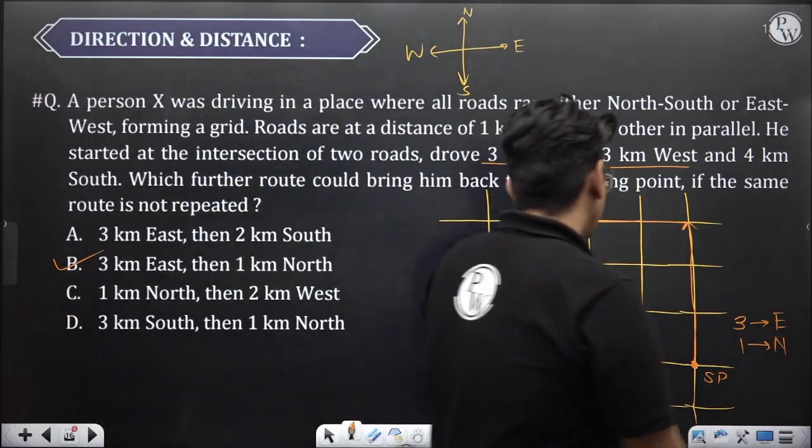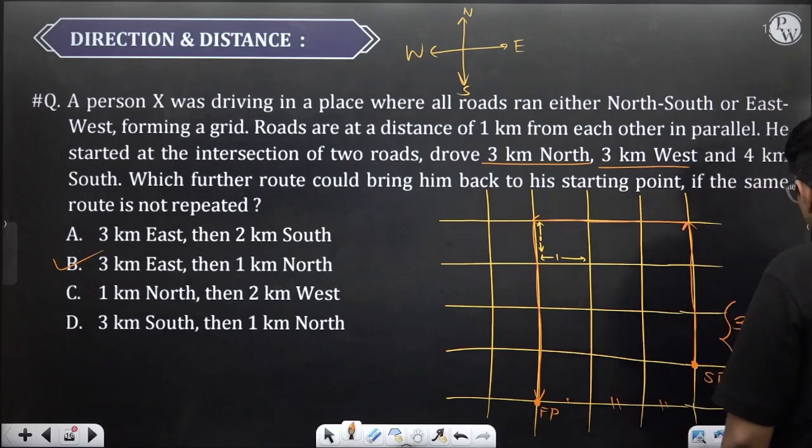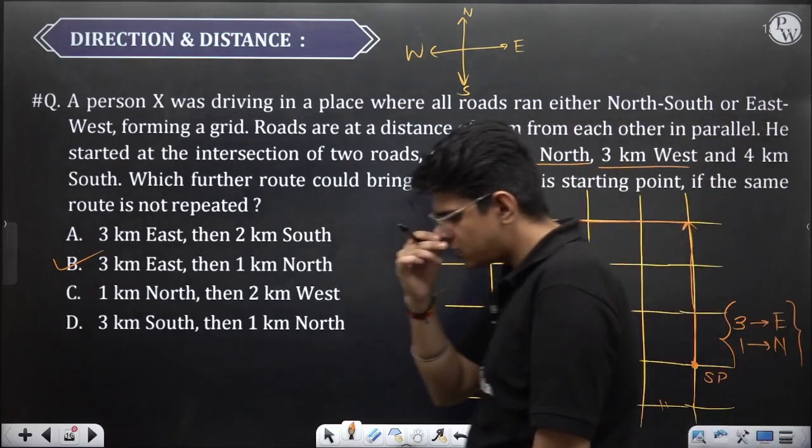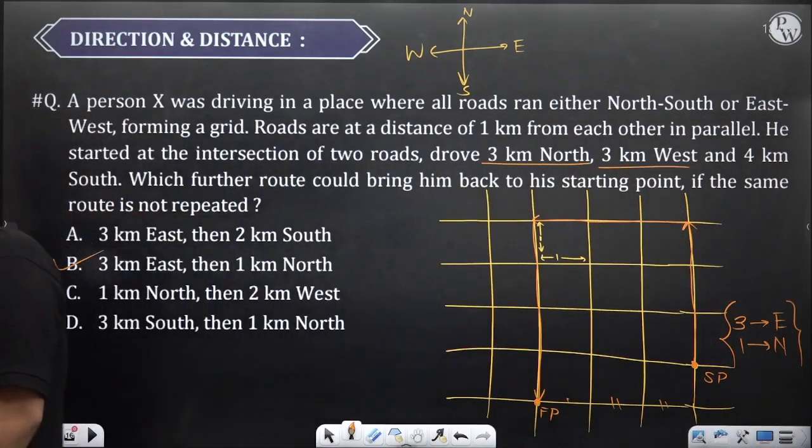Understood? There can be multiple possibilities of 3 east, but in total, we have to move 3 places east and 1 place north. Okay? So, B is our answer.